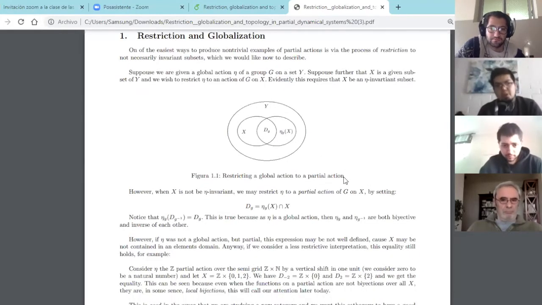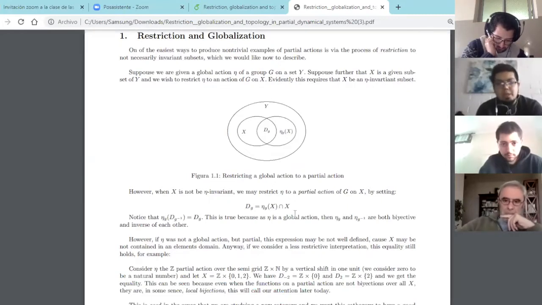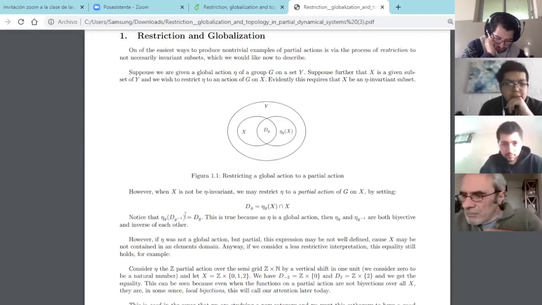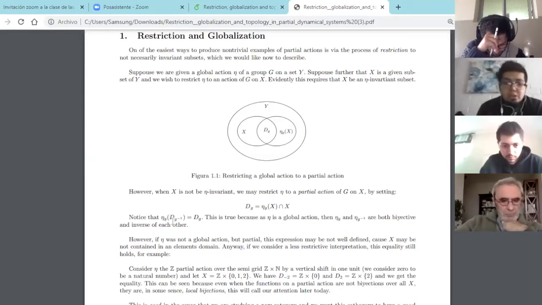One quick note: we will define this D sub g, the domain, as the global action eta sub g acting on X intersected with X. And note here that the global action acting on D of the inverse of g coincides with the domain of g. This is true because eta is a global action, yeah? So both eta sub g and eta sub the inverse of g are bijective and inverse of each other, and both of them have the complete space as their domain.